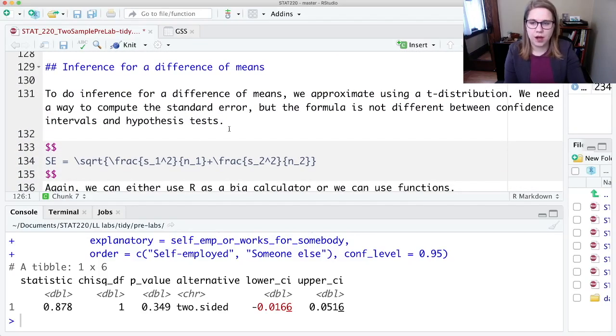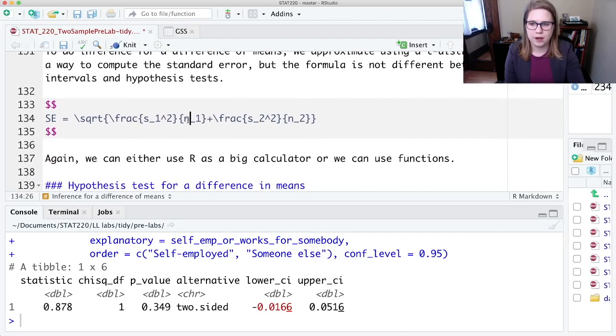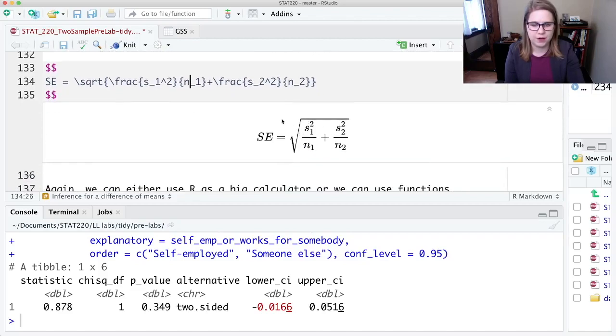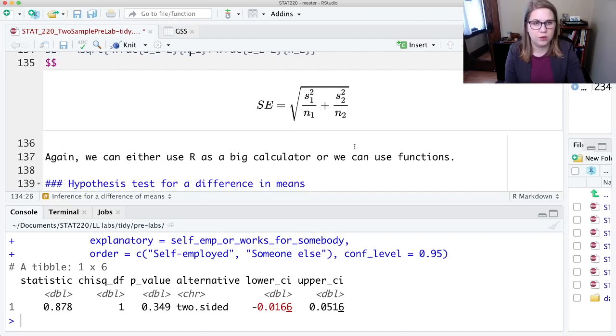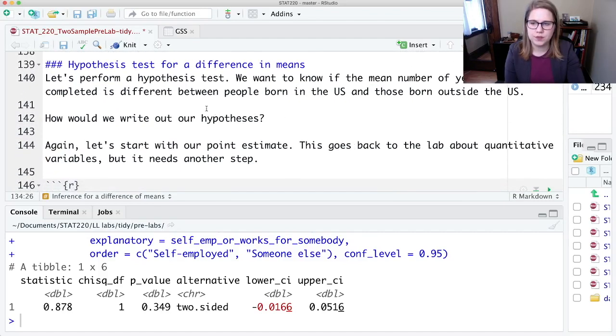Okay, so the other type of two sample analysis that we might want to do is inference for a difference in means. And when we do this, we're going to approximate using a t-distribution. Again, there's a formula for the standard error if we were using R like a calculator, but we're going to use the convenience functions instead. So for this one, we're going to do a hypothesis test.